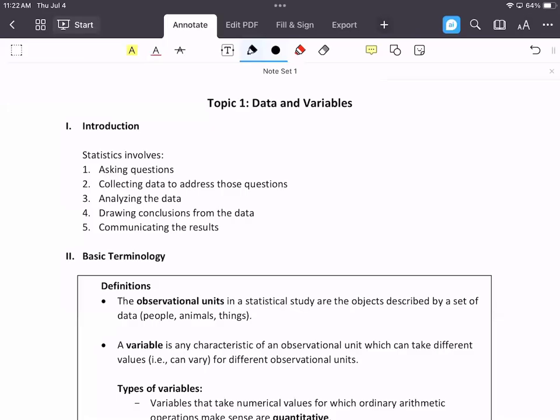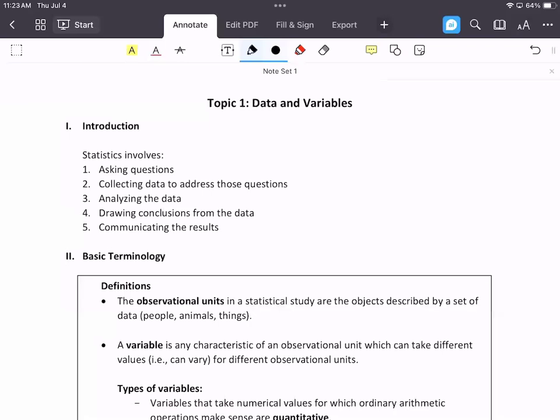Before we get into any details, let's start with a brief introduction. What is statistics? Well, statistics involves asking questions. Now, it's not a question such as, what is the capital of Vermont, which happens to be Montpelier, but it's asking questions that we don't have the answer to, and that it can help us by collecting data to address some of those questions. So the first thing is asking questions.